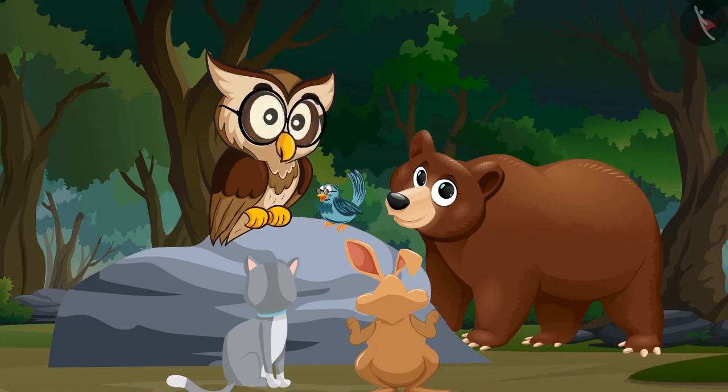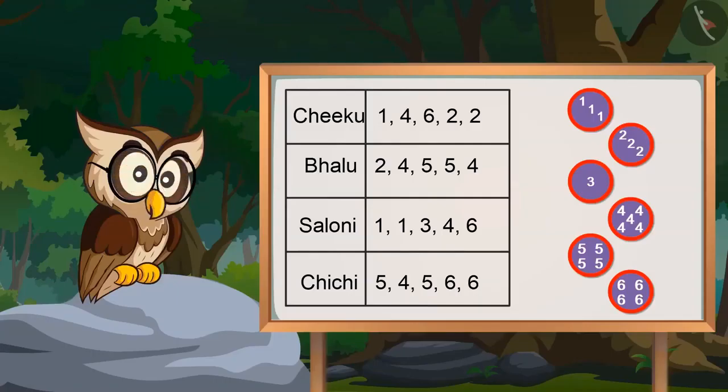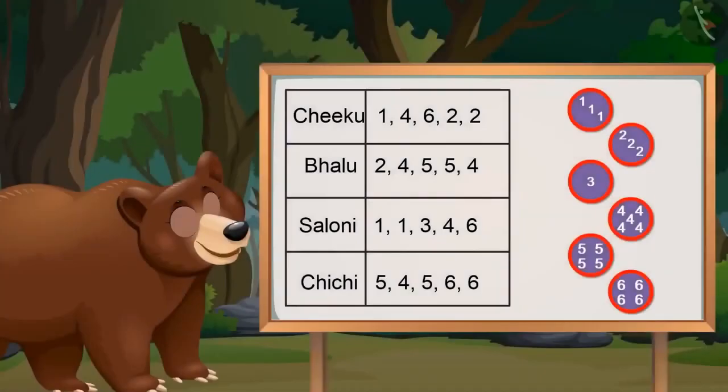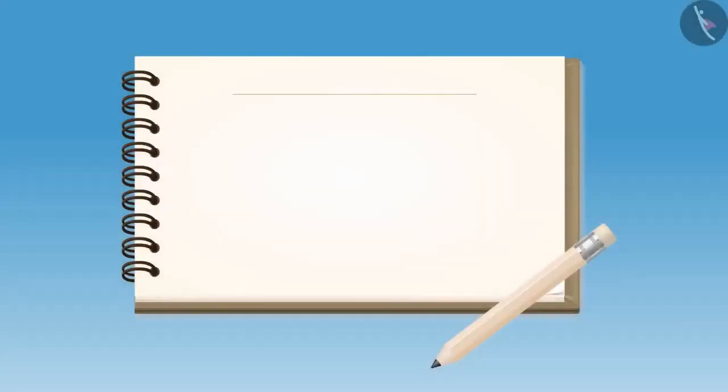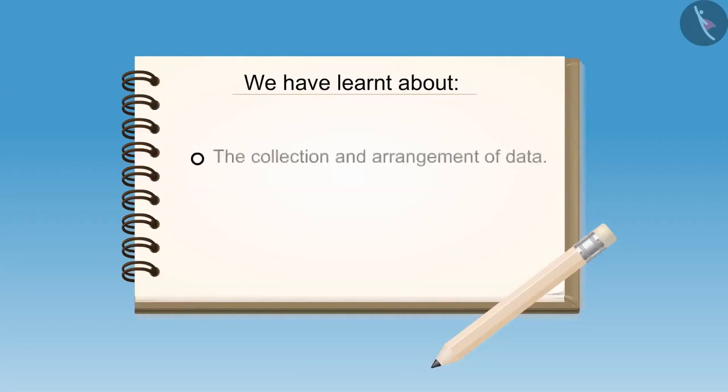And did you notice how I have arranged all the numbers from 1 to 6 in a way that makes it easy to gather the information? Now tell me, which number came for the highest times and which one for the least? 4 came for the highest times, that is 5 times, and 3 came for the least, only once. Absolutely right. So kids, in this video, we have learnt about the collection and arrangement of data.